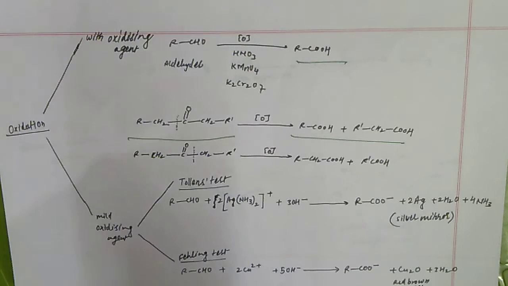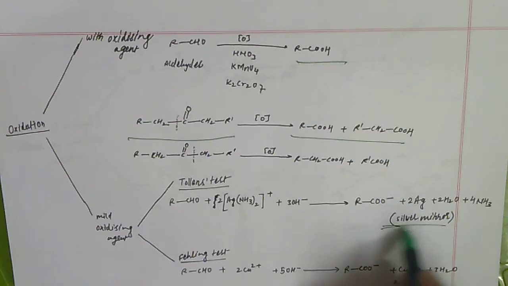Now when you are taking the mild oxidizing agent, there are three reactions: Tollens test, Fehling test, and haloform test. In the Tollens test, you take freshly prepared ammoniacal silver nitrate in basic medium. It will give a silver mirror. The formation of the silver mirror shows that the given carbonyl compound is an aldehyde. This test is not given by ketone.